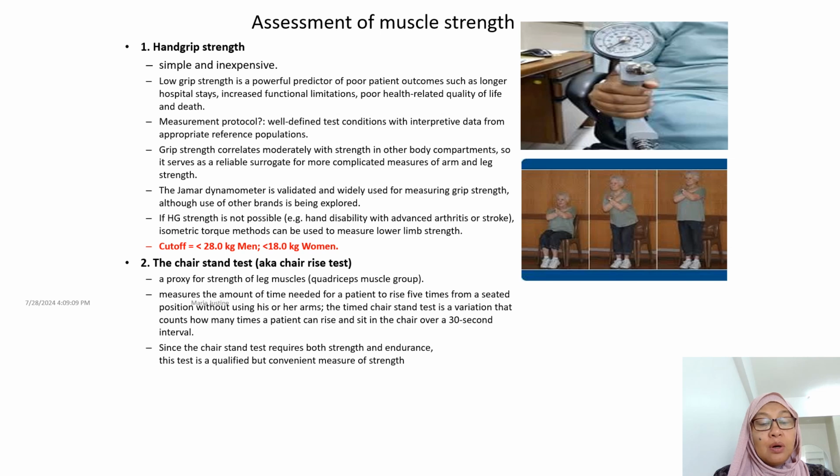The cutoff score, if it is less than 28 kg for men and less than 18 kg for women, may indicate the presence of sarcopenia.